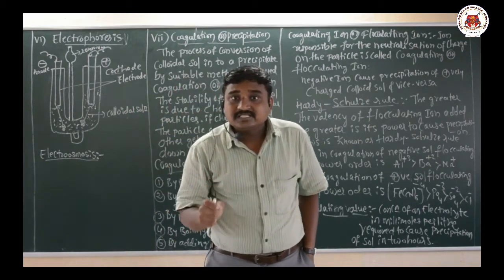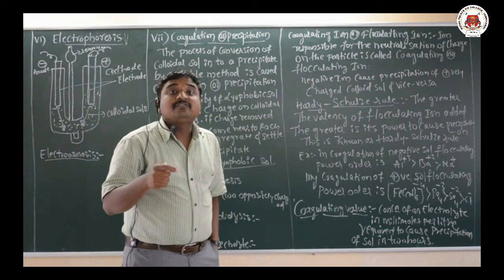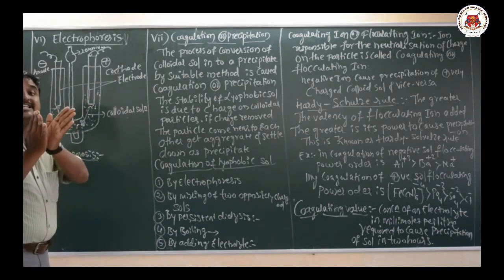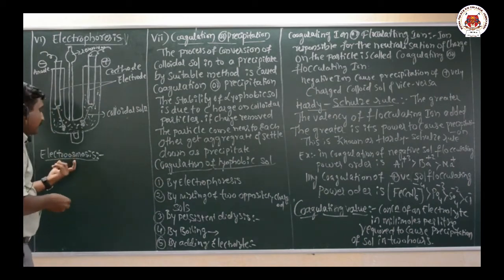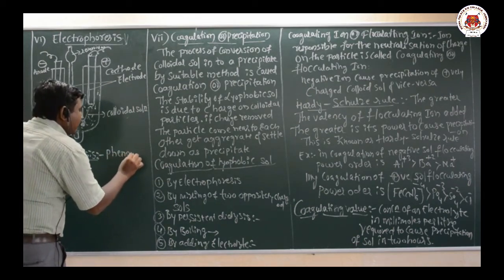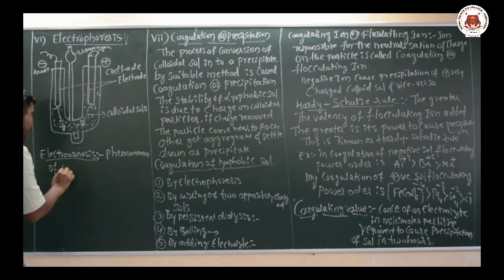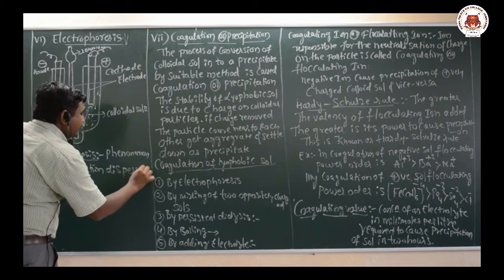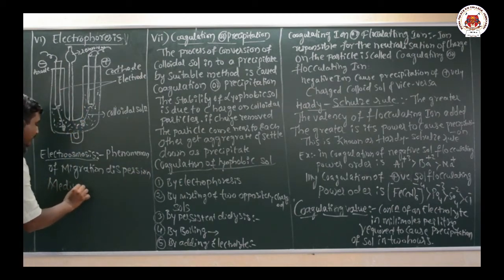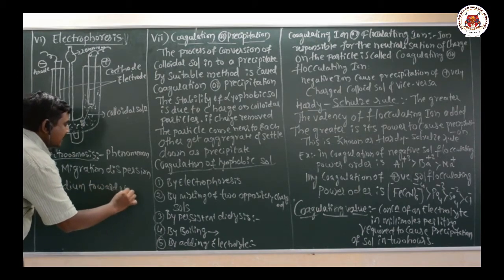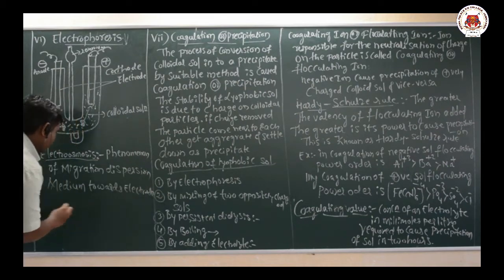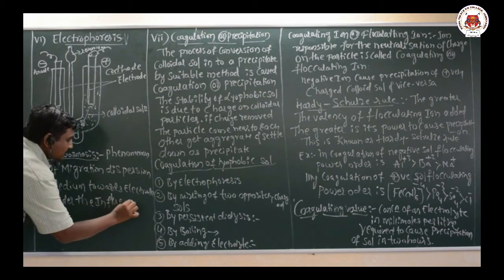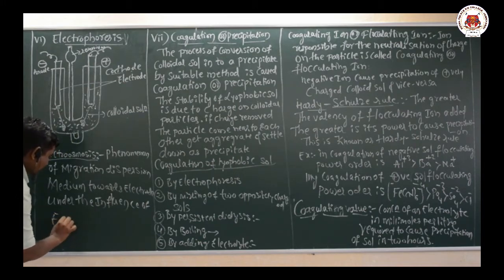Now I will move to one more concept, that is electroosmosis. Electroosmosis is a phenomenon of movement of the dispersion medium. In the case of electrophoresis, the migration of dispersed phase particles takes place. But osmosis here means the phenomenon of migration of the dispersion medium towards the electrodes under the influence of an electric field. So that is called electroosmosis.